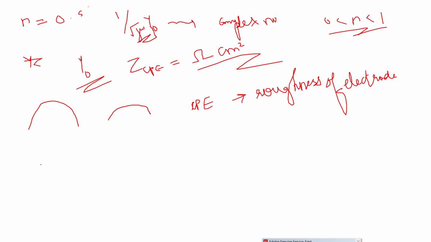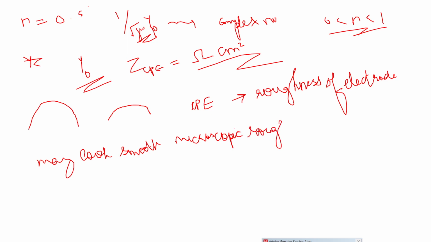So it may look smooth, but there can be microscopic roughness, that's what you cannot see with your naked eye. Instead, you will have to do some SEM. Because of that, there will be some microscopic roughness, and this microscopic roughness can result in different energy levels, and this will result in CPE behavior.